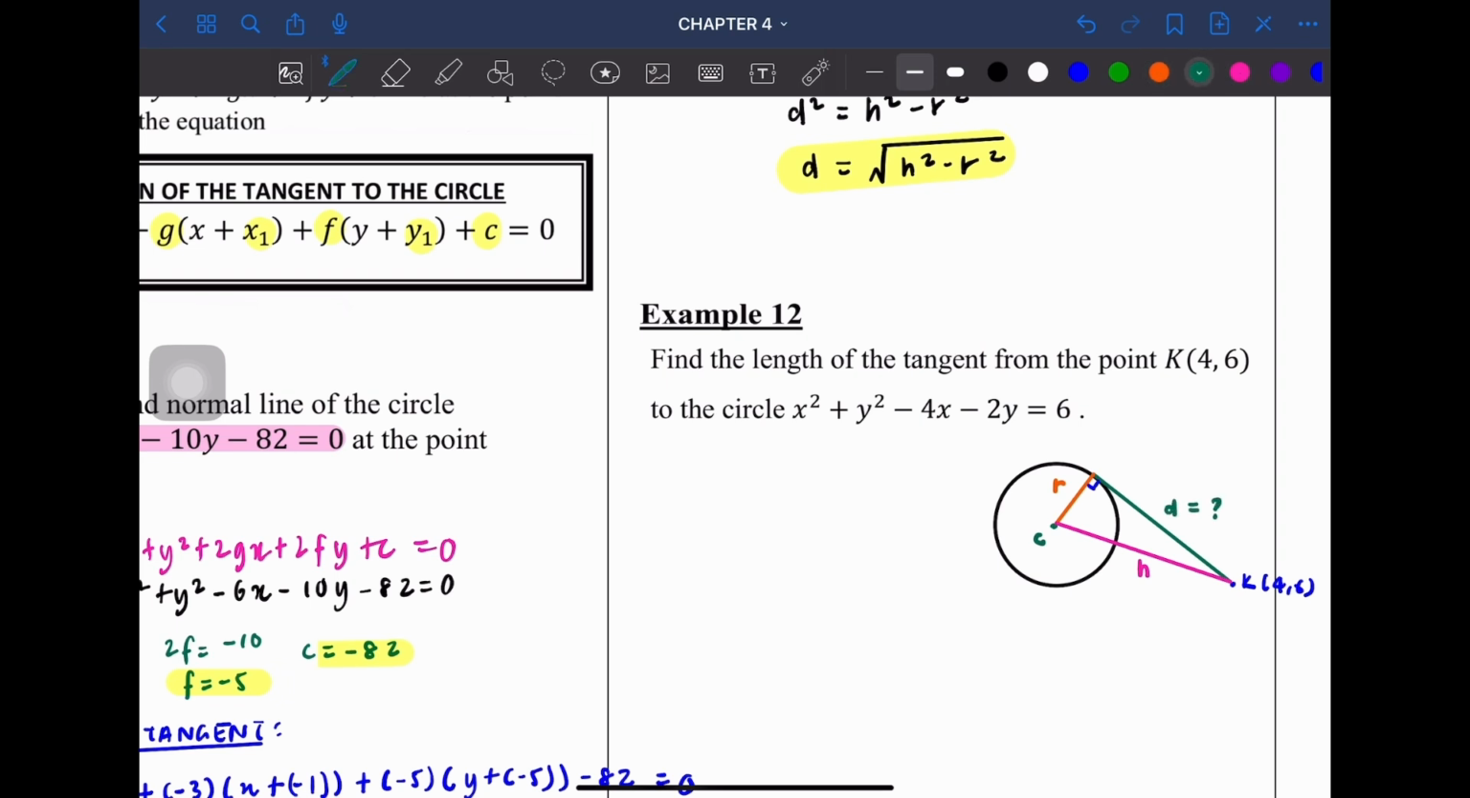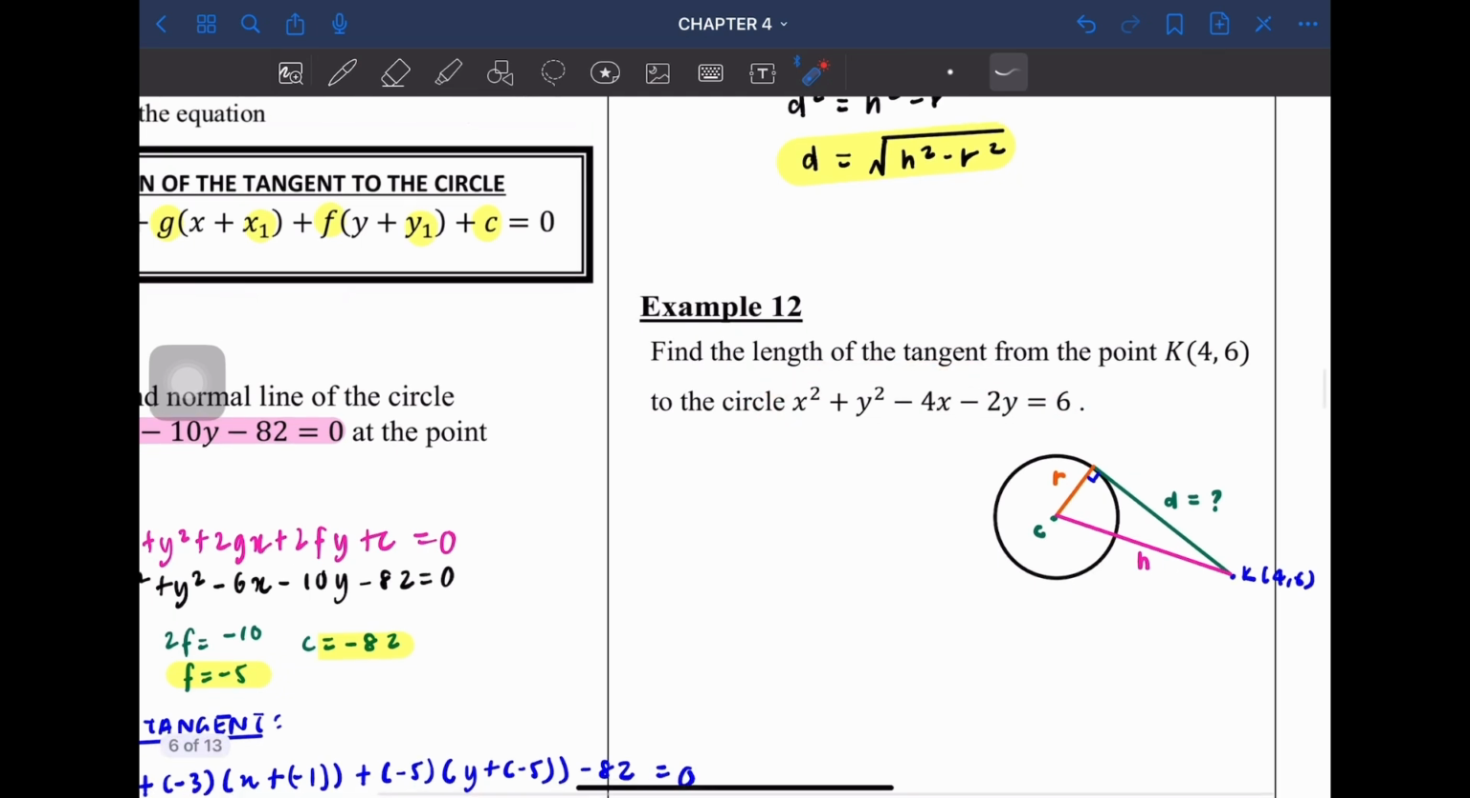So we are given the equation of the circle. From the equation of the circle, we can get the radius and also the center. So how do we get the center and also the radius? Using the comparison method.